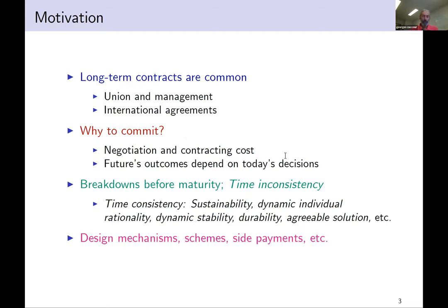There are essentially two reasons for having long-term contracts. The first one is that negotiation and contracting is costly, so you want to avoid repeating the agreement every day. You sign a long-term agreement. And the second point is that what we are doing today has an influence on what we are going to get in the future. For instance, our decisions in terms of pollution control now will impact climate change later on. So if we do not account for these types of dynamics, we may be losing something or we may be behaving in a very myopic way.